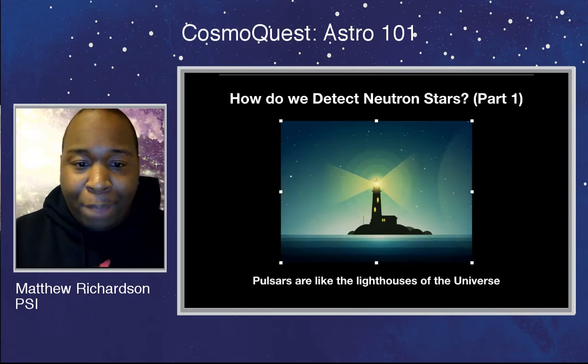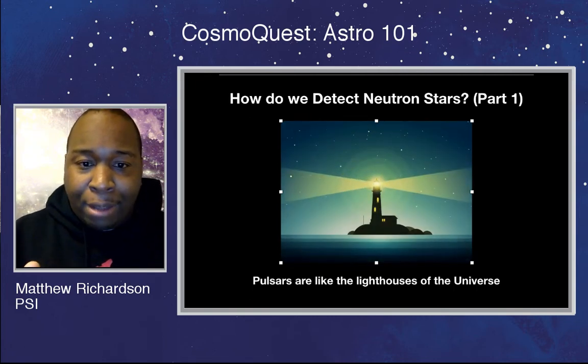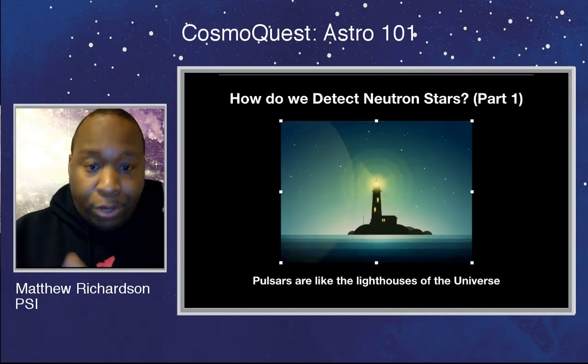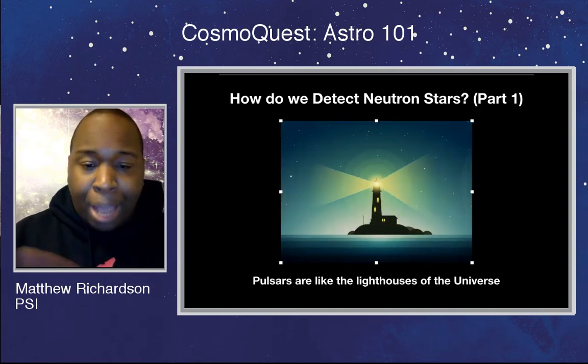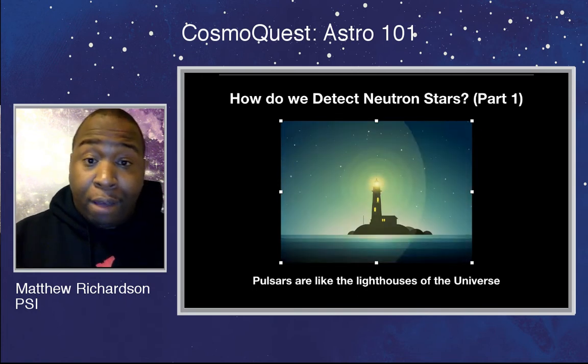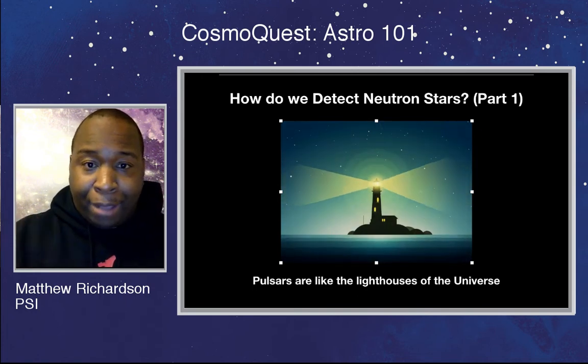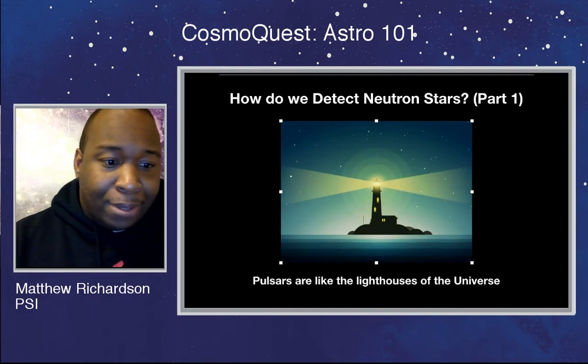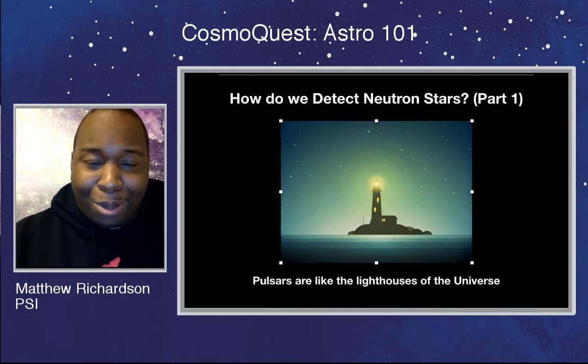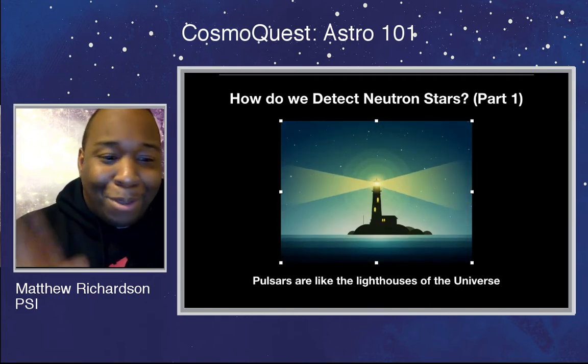And this is one means by which you could detect neutron stars or pulsars, which are a type of neutron star that's heavily dependent upon the orientation of its beam axis, for lack of better words. I don't even know if beam axis is an actual term used with neutron stars, but I'm using it right now.